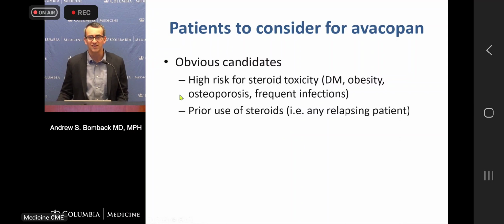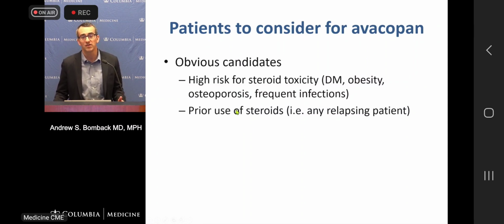So when I think about patients to consider for Avacopan, I think there's some obvious candidates. And the most obvious candidates for me are those patients who have a high risk for steroid toxicity. That would be anybody with diabetes, anybody with obesity, patients with osteoporosis. Of course, we know that there is a large subgroup of patients who are 65, 70 years of age or older who have ANCA vasculitis. It's actually responsible for about 1/3 of all AKI biopsies will be pauci-immune GN. So those older patients with osteoporosis, again, would be someone I would think about using Avacopan and minimizing their steroid exposure. And then patients who have a history of frequent infections.